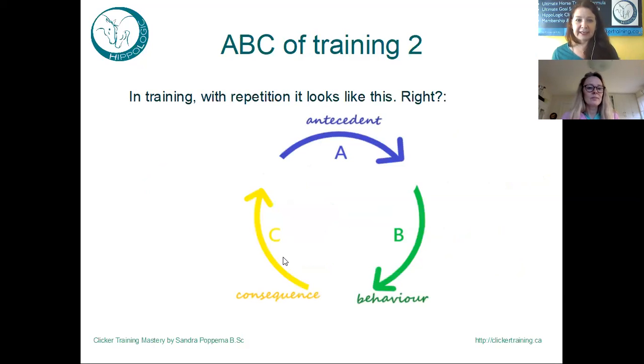So in training with repetition, you think it looks like this, right? A, B, C, antecedent, behavior, click, and then again and again. But there's more that happens, because you have the appearance of the target, that's the blue arrow, and then touching the target, that's the green arrow, and then the consequence, that's the click. But what about the reinforcer?